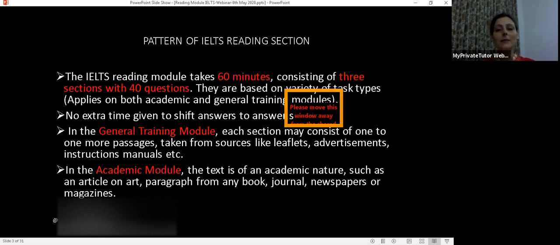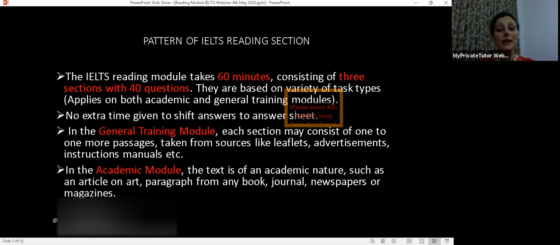The IELTS reading takes 1 hour, 60 minutes, and consists of three sections with 40 questions. And they are based on various types of questions. We are going to discuss step by step what sort of questions those are. Academic and general training have almost similar questions, with a little bit of difference. I'm just going to tell you what the difference is.